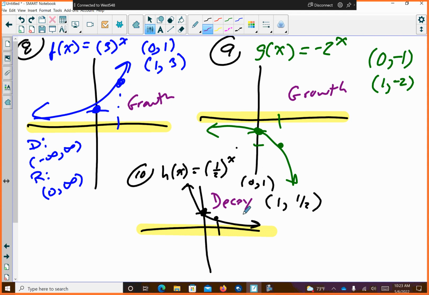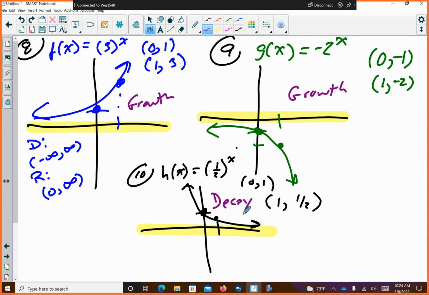Okay. Ready? In order to determine growth and decay, they're both growth. As I go to the right, my graph is going away from my line, my asymptote. As I go to the right on this one, this is going away from it, so it's growth. As I go to the right here, this goes away from it, so it's growth. Decay means as I go to the right, I get close to my asymptote.